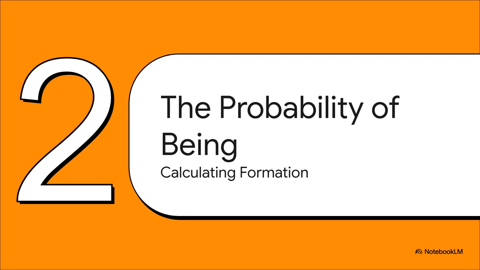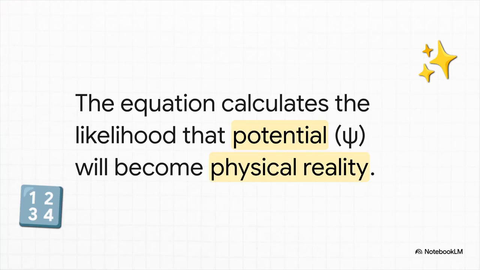Let's take a look at the equation they form. And here it is. They combine into this really elegant formula. The source material calls it the formation probability. And what it does is simple but profound. It calculates the exact probability that some potential thing will actually snap into real physical existence.